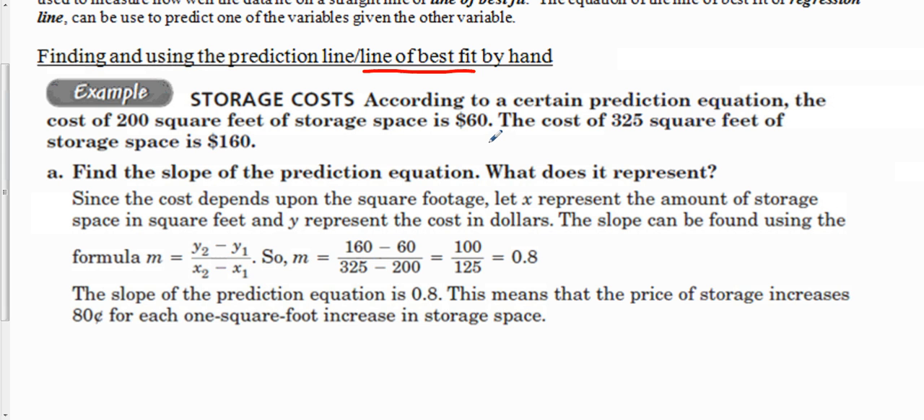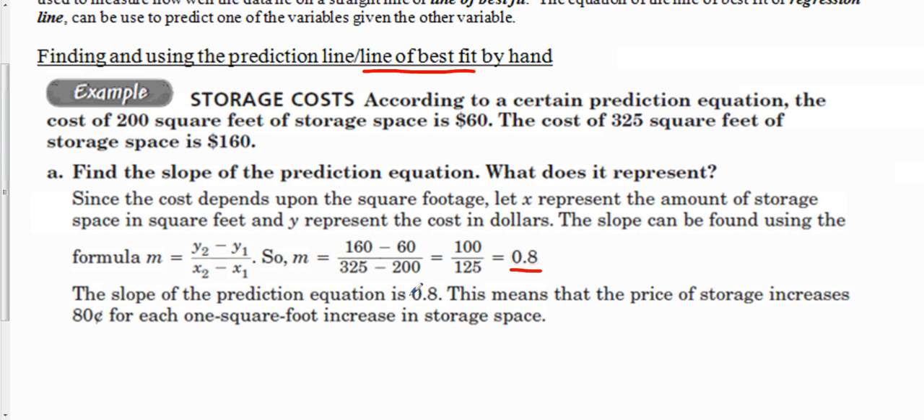So using what we've got here, our y2 was this 160. That's how much the second one cost. Our y1 was 60. That's how much the first one cost. Over, we're going to look at our square footage. Square footage of the second one was 325. Square footage of the first one was 200. So 160 minus 60 is 100. 325 minus 200 is 125. So 100 over 125. We would say that our m, the slope there, is about 0.8.